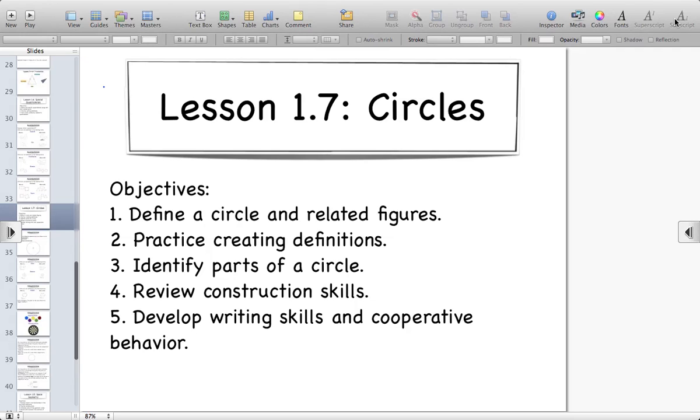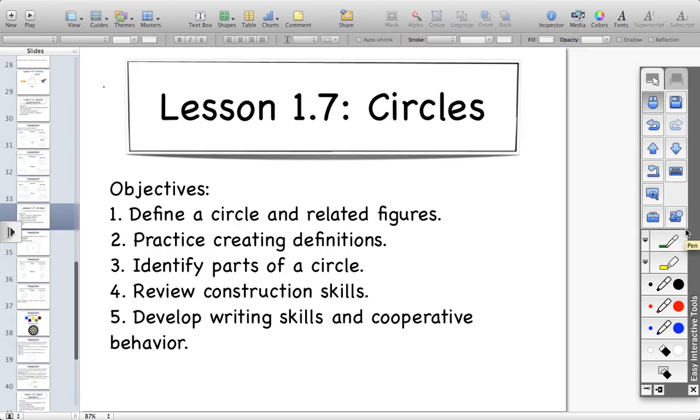Again, continuing with our practice of creating definitions, we're going to identify parts of a circle, review how to construct circles, and some more skills we're going to use, that's more in our exercises in class. And then develop writing skills and cooperative behavior. So some constant definitions that we are used to seeing.